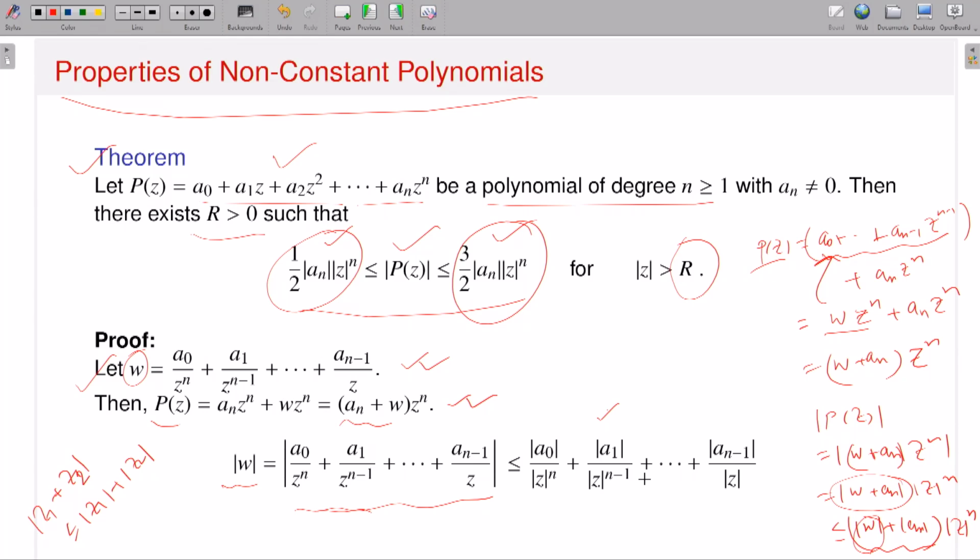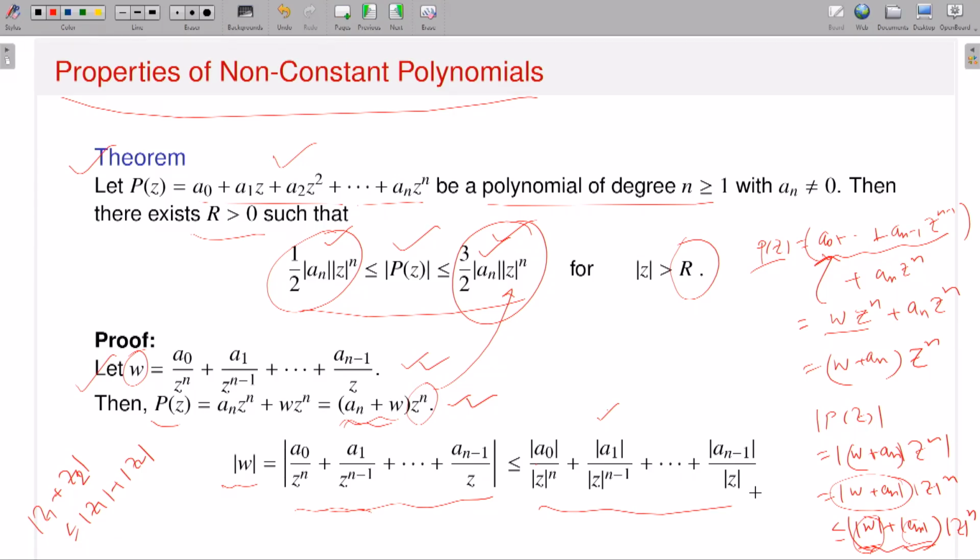Now I need to estimate this |w| in terms of a fixed number. Look at the right hand side, you will have |a_n|. So this portion will give you the estimate |z|^n. But for this portion, with the triangle inequality, you will have |a_n| plus |w|. Now |a_n| is fixed, right? Therefore I need to estimate |w| in terms of a_n. But in the triangle inequality, I have the estimate in terms of a_0, a_1, up to a_(n-1). Therefore I need to estimate the right hand side in terms of a_n itself. So how do I do that? That also follows from this expression of the right hand side.